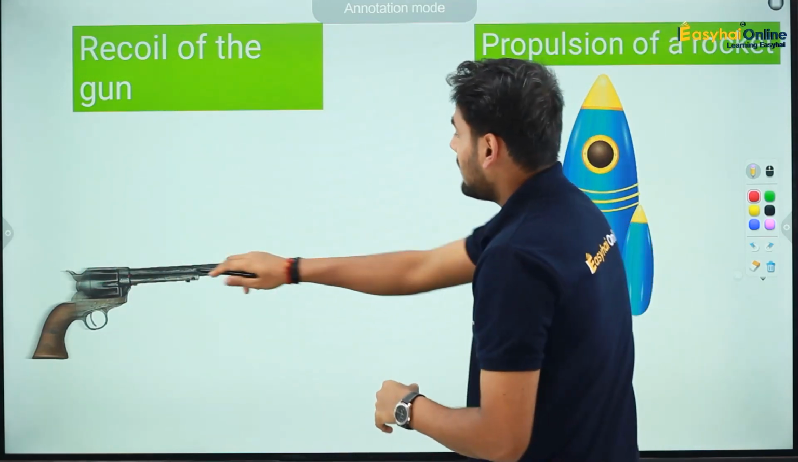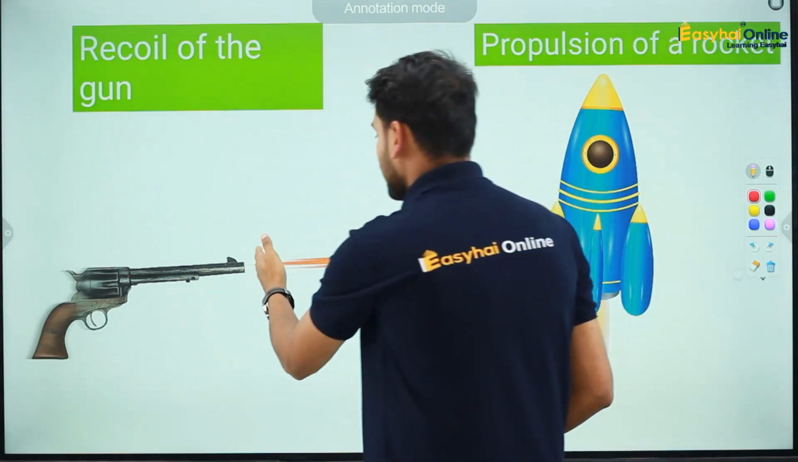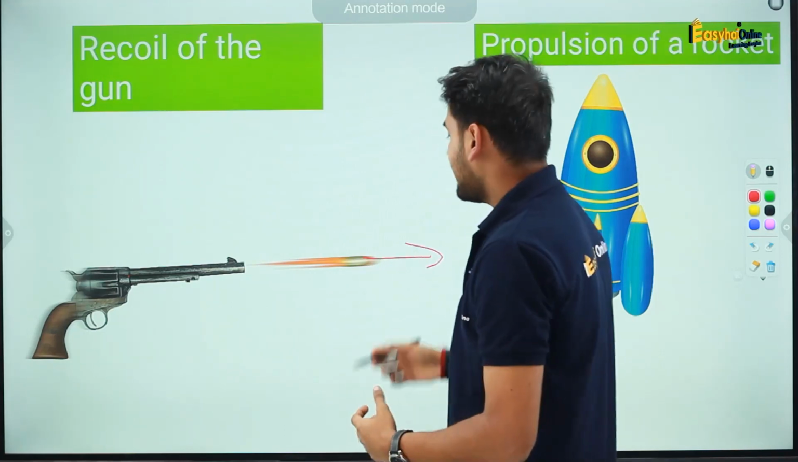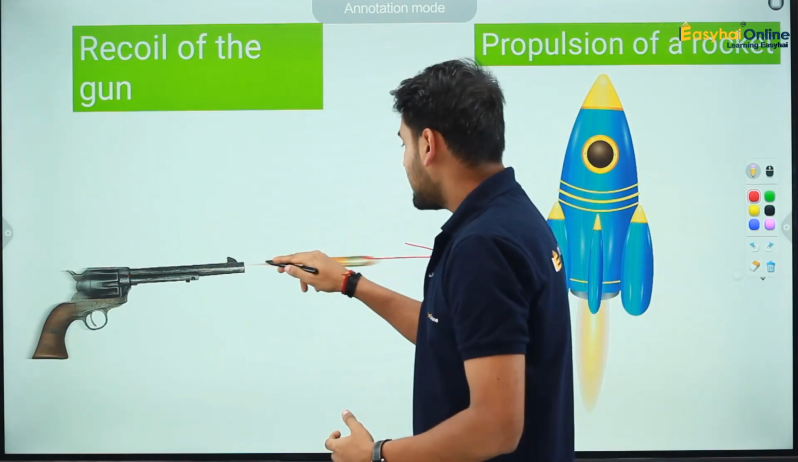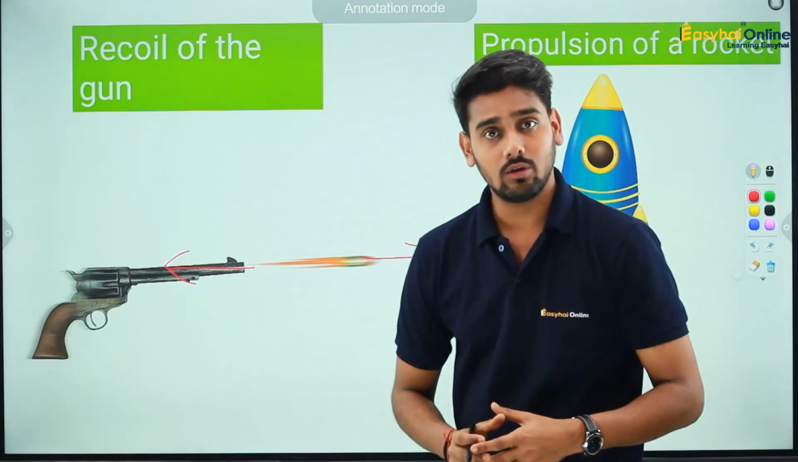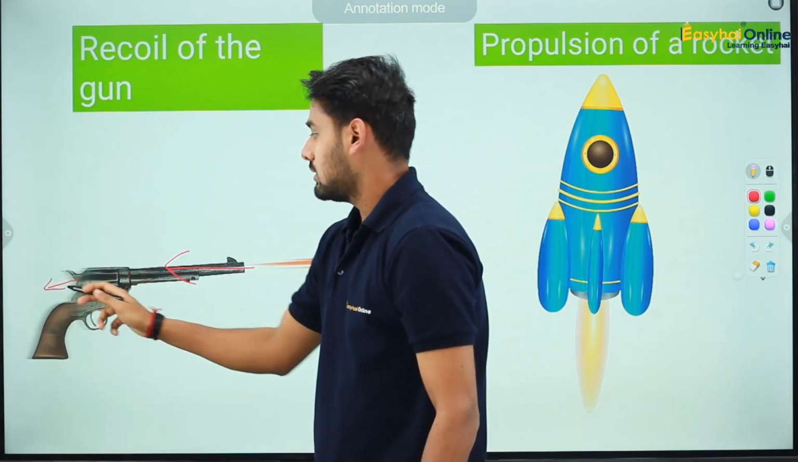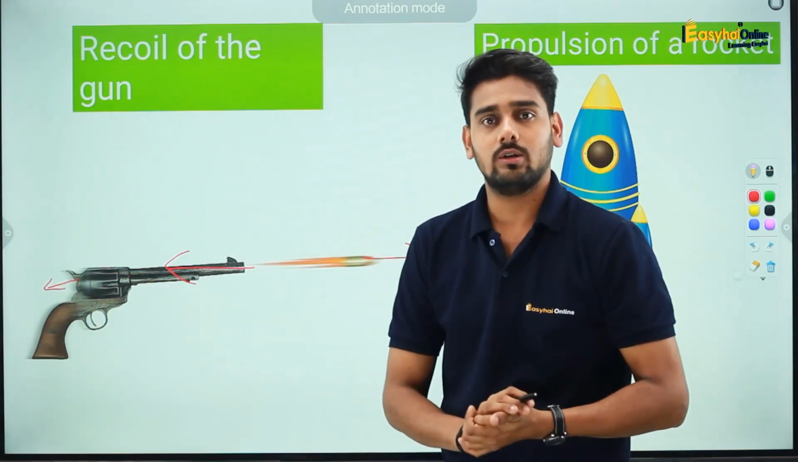That is, the gun applied a force on this bullet in this direction. Now, when the bullet was leaving the gun, the bullet in turn applies a backward force on the gun, right? Newton's third law. And it is this force which is responsible for the motion of the gun in the backward direction. It gives the recoil.